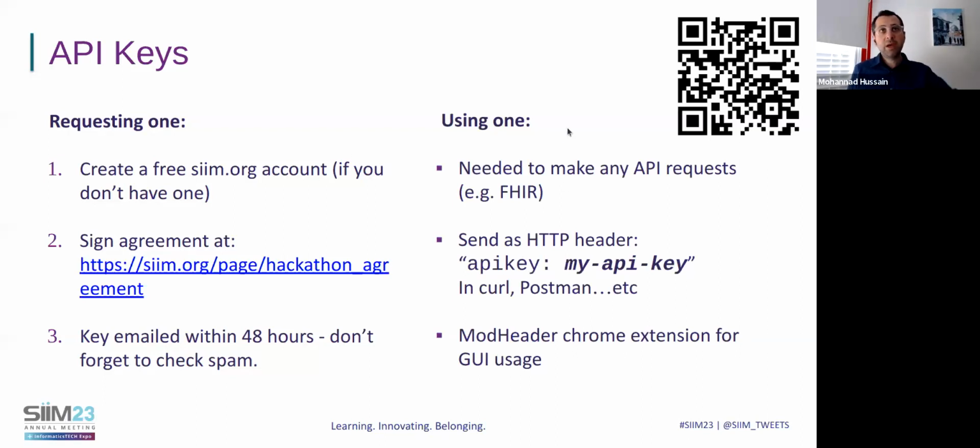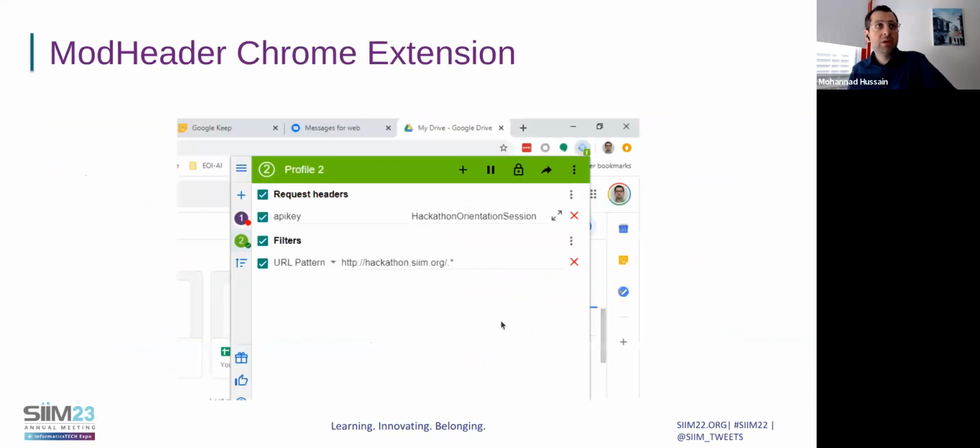Once you've got an API key, you need that API key to make any API request. So any HTTP request you do would have to include that. What you do is you set an HTTP header with your API key. If you want to use this in Chrome, you have an option of using a Chrome extension for automatically adding your API key to requests. And I will show you what that looks like.